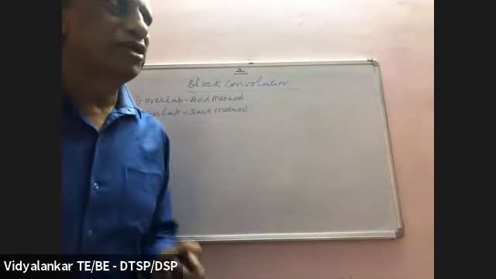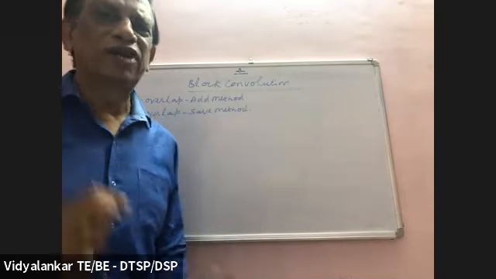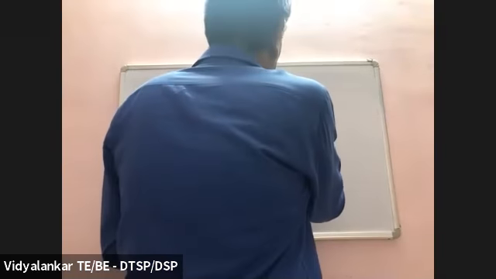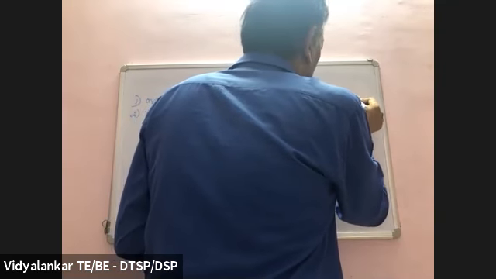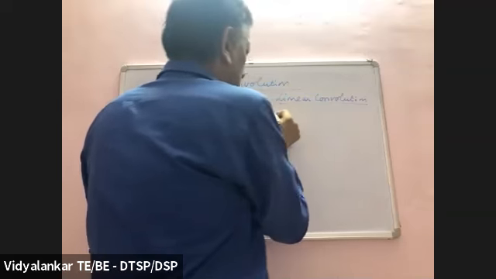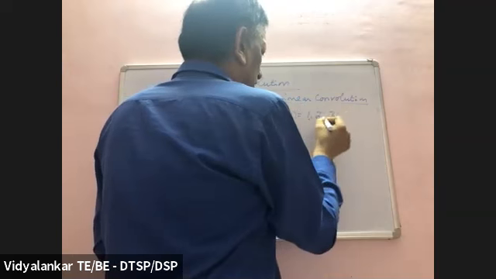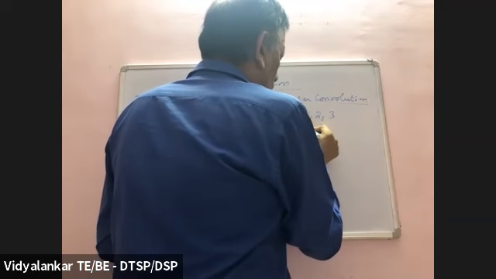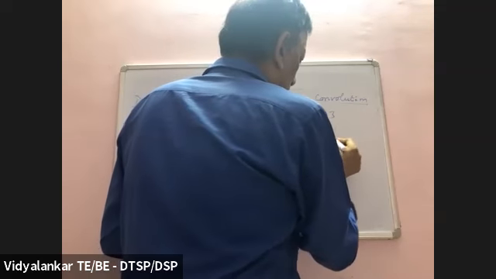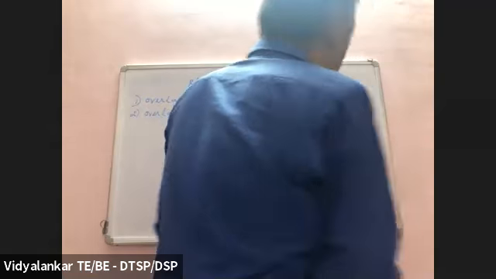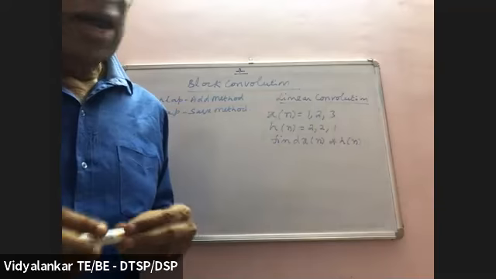Just remember, in signals and systems we have done linear convolution and circular convolution. I'll take one example of that. Linear convolution: suppose x of n is given as 1, 2, 3, and h of n is 2, 2, 1. Find x of n star h of n. What is indicated? Linear convolution.